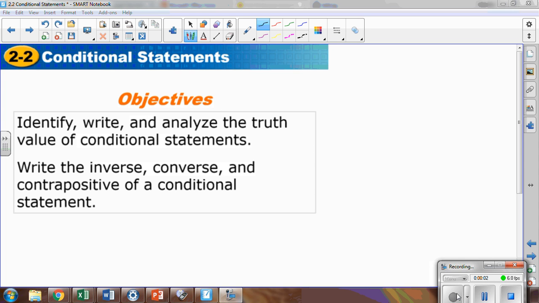Our focus today is on conditional statements. And admittedly, this is going to be a longer video. I don't want to rush through things. Our objectives are to be able to identify, write, and analyze the truth of conditional statements.